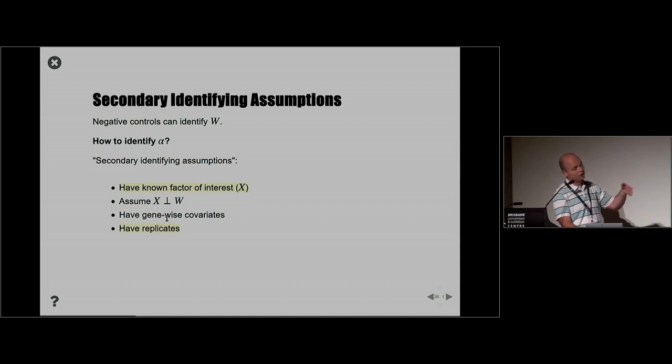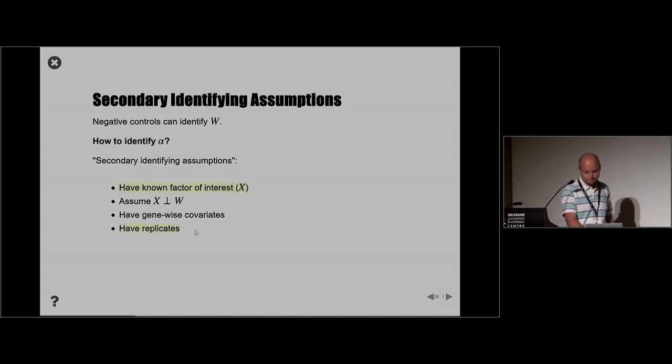So you have information on the genes such as their GC content, their length, various things that might be related to how they're influenced by the unwanted factors. I'm not going to talk very much about these, but the last thing that you can do is if you have replicates, meaning in the data set that I showed, each of the 30 samples were sent off to 3 different labs. So each of the tissue samples, there's 3 replicates of it. And we use these replicates to help identify the alpha.